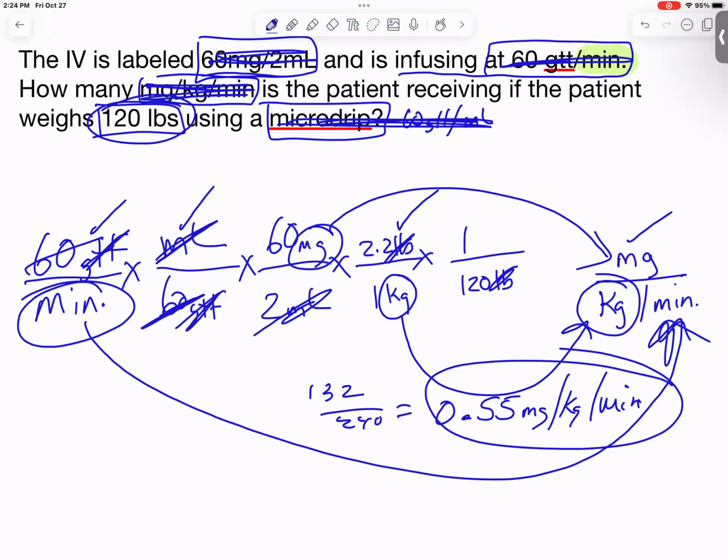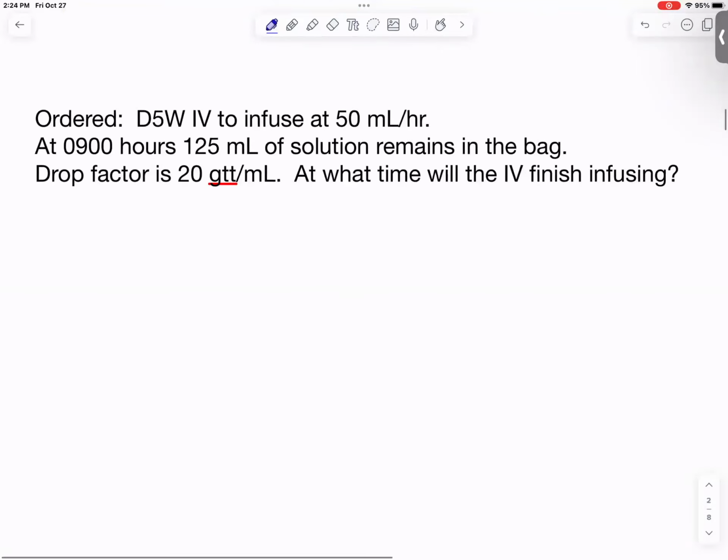All right. Try this one. All right, let's do it. Let's get crazy and do this one.